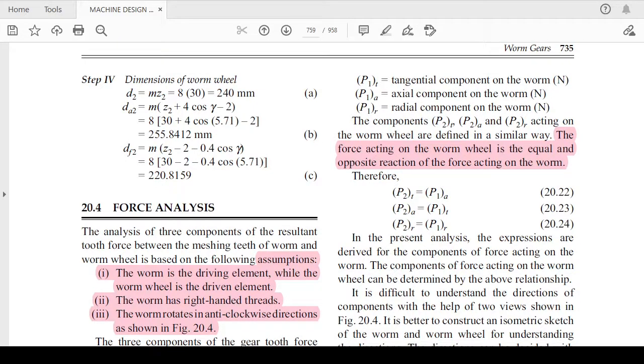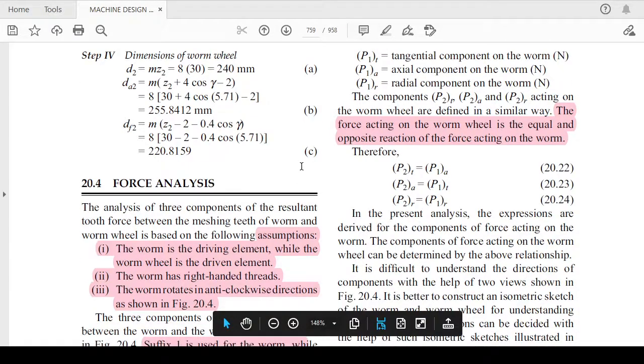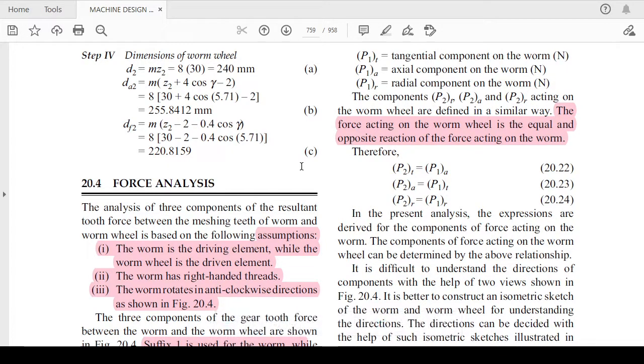So as in the last session we have discussed the force analysis of worm gear drive. We will see some numericals based on this force analysis of worm gear drive. Let's recall this. This is also mentioned in detail in the previous session. You can go through that.